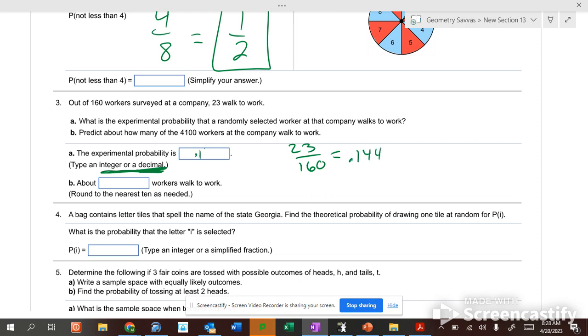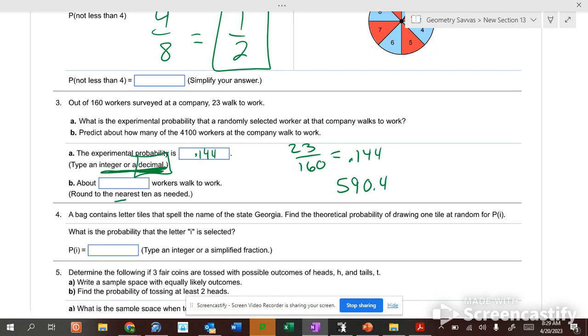So it's 0.144 because it asks for a decimal. So if it's 0.144 and there's 4,100 workers at that company, about how many would walk to work? Jillian, what would you do with those numbers? Not divide them, multiply them. So take 0.144 times 4,100. What do you got?